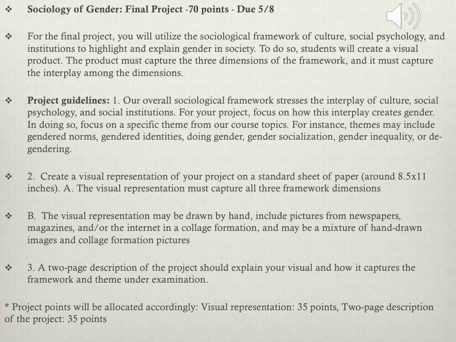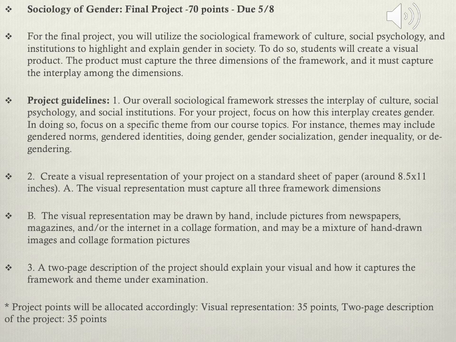So the two-page description gives you a chance to describe for the reader, describe for your audience basically what your visual is, and again, how it captures our course dimension and how it captures your selected theme. So that's how to think about the project and how you make the visual.